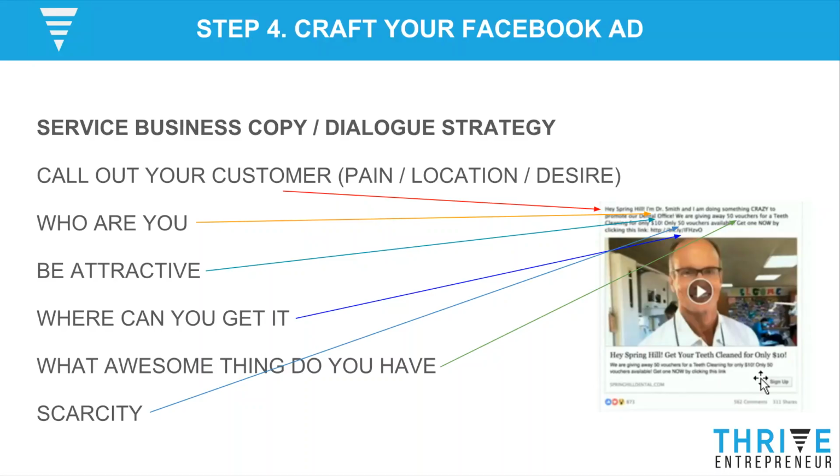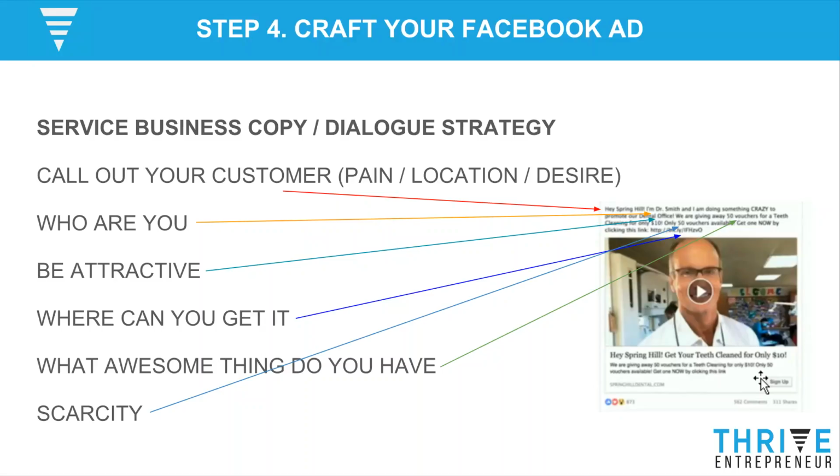At least they're being honest. Oh, they're doing something crazy to promote their restaurant. Hey, at least they're letting us know why they're giving away 50 vouchers, not just, hey, we give away 50 vouchers all the time. So being authentic and letting people know why you're running the offer, that's attractive.